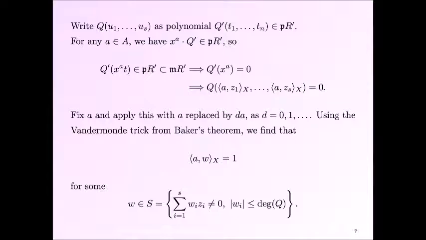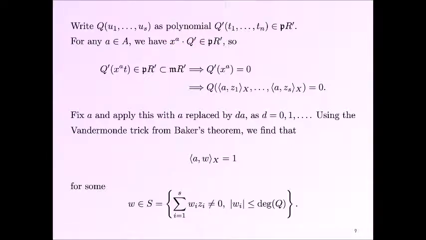So then each ui is an expression in terms of the t's. Remember, it's a product of t's to some power. So think of that as a polynomial in the t's again, a Laurent polynomial, q prime in t1 through tn. And then remember we have our action. So for any a in z to the m, we have x to the a, which is an element of x, and that acts on q prime.